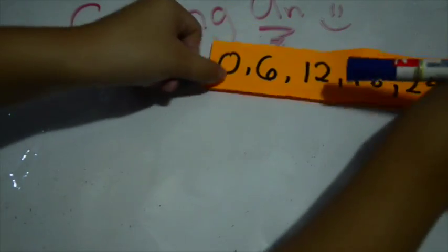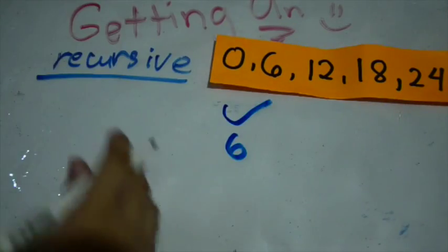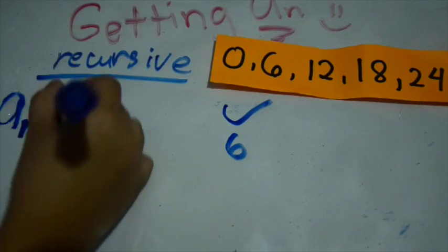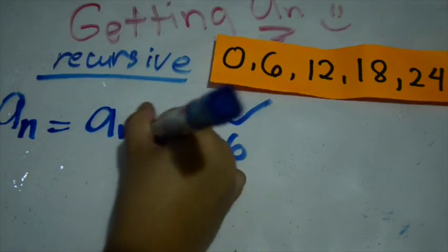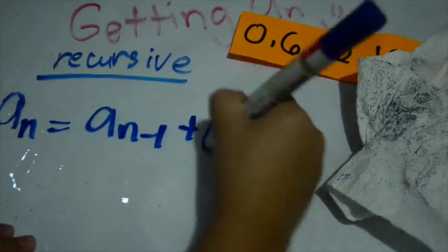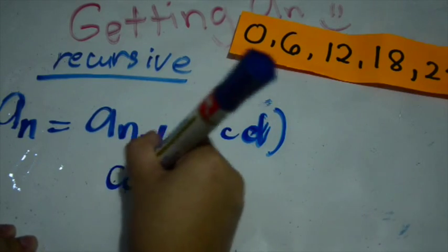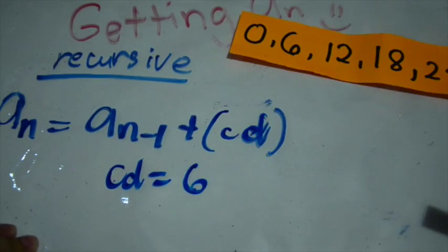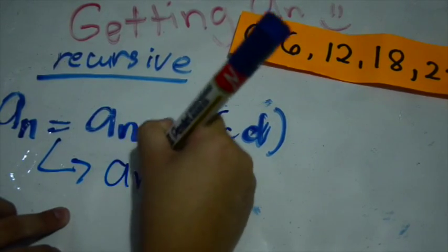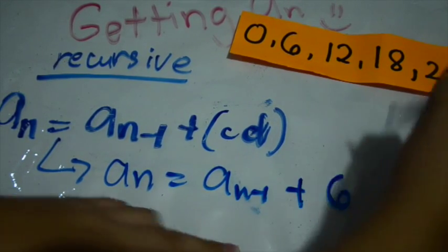In such case, where this is your sequence, in the recursive formula, your general form is adding the first term, a sub n minus 1, plus the common difference. In this case, the common difference is equal to 6. Therefore, you can have the recursive formula as a sub n equals a sub n minus 1 plus 6.